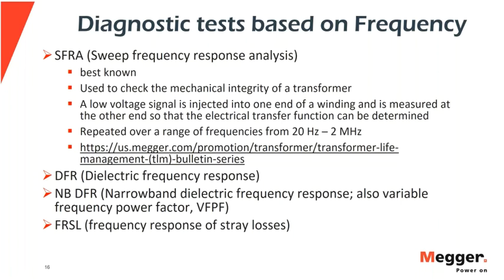SFRA is probably the most widely known test of the four. It's used to check the mechanical integrity of a transformer. In this test, a low voltage signal is injected into one end of a winding, and it's measured at the other end of the winding so that the electrical transfer function can be determined. Or in other words, we're looking at the transformer's behavior as a complex impedance. The impedance it presents to the circuit is dependent on the frequency of the signal you're putting through the winding. So we repeat the test many times over a range of frequencies from 20 hertz to 2 megahertz.